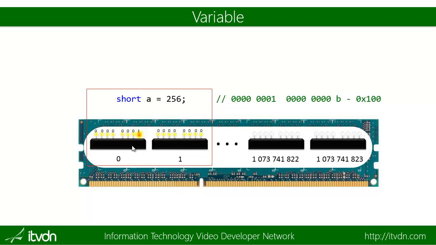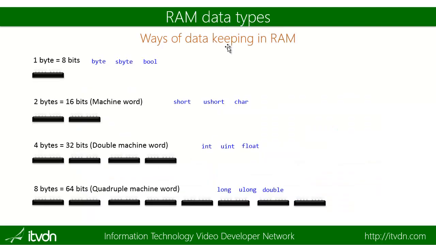Let's take a minute and remember all the types of data keeping we have. RAM data types, ways of keeping data in a RAM. You remember this, I showed you in my previous class. These are the different ways we can keep data in a RAM. We can keep it in a byte, in 2 bytes, in 4 bytes, or in 8 bytes. For bytes, we have 8 bits. Remember byte, signed byte, and bool. Byte for numbers, S byte for signed numbers, negative or positive, and bool for true or false.